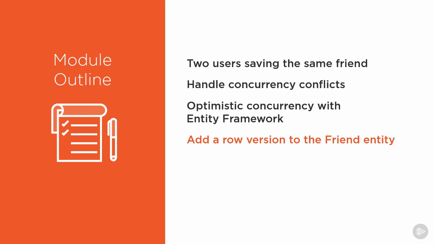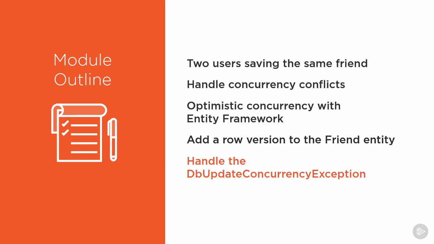You will learn in this module how to handle the DB update concurrency exception to give the user two options. The user can either say, I want to save my changes anyway back to the database and overwrite anything that has been changed in the meantime by another user, or the user can say, I want to discard my changes and I want to reload the data from the database. So far to the content of this module. Now let's see what happens when two users are saving the same friend in the Friend Organizer application.